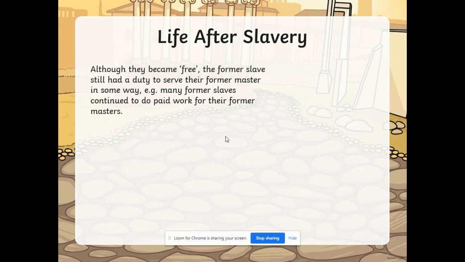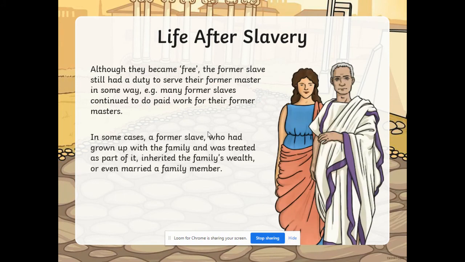Life after slavery. Although they became free, the former slaves still had a duty to serve their former master in some way. For example, many former slaves continued to do paid work for the former masters. So if they became free, they would probably stay with the master and get paid instead of doing it for free. In some cases, a former slave who had grown up with the family and was treated as part of it inherited the family's wealth or even married a family member.